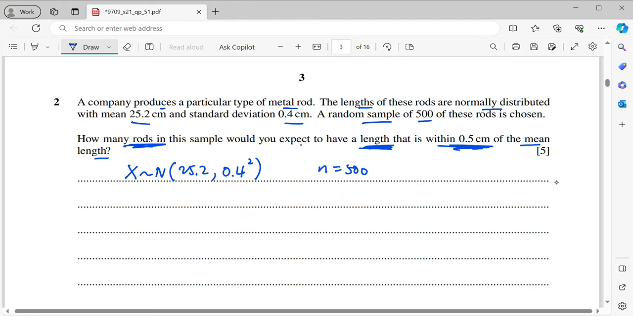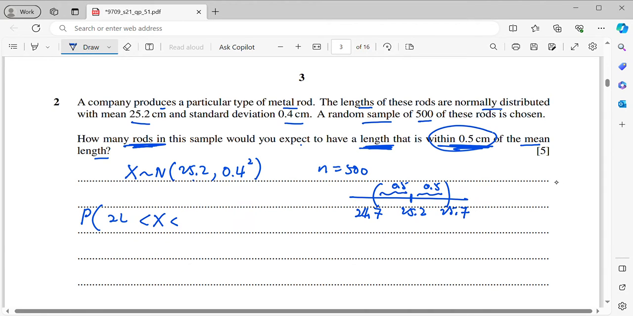Now when you refer to the diagram here, we know that 25.2 is the mean. If it is within 0.5 cm, then here is 0.5 cm, and the same goes to the right side, it will be 0.5 cm. So 25.2 minus 0.5 is 24.7, and 25.2 plus 0.5 will be 25.7. That means I'm counting the probability that X is between 24.7 and 25.7.